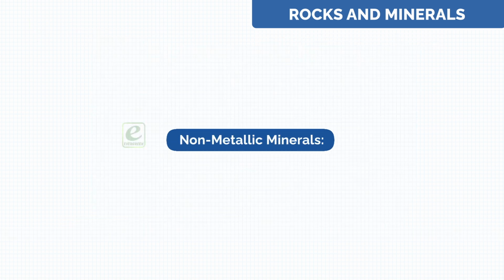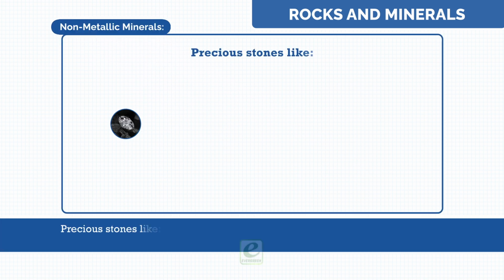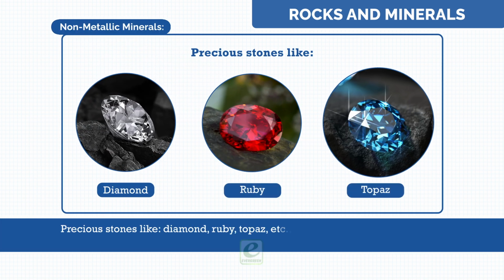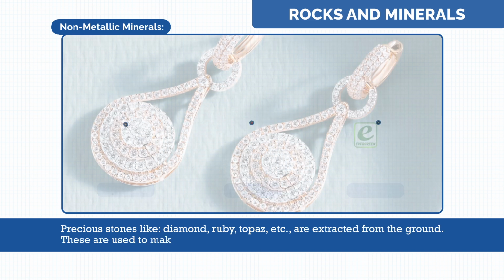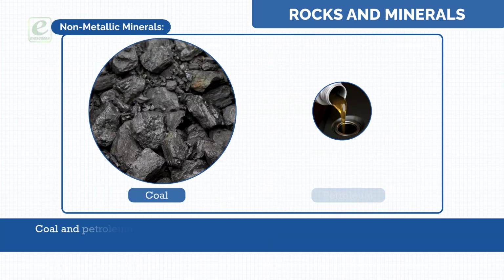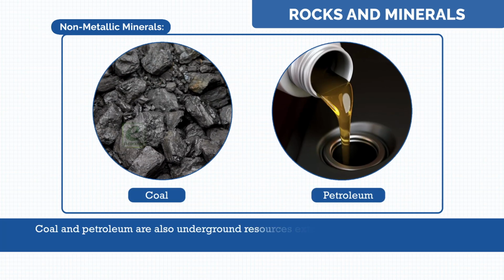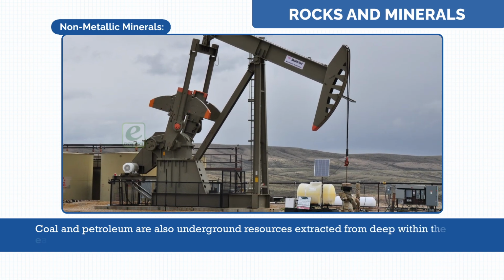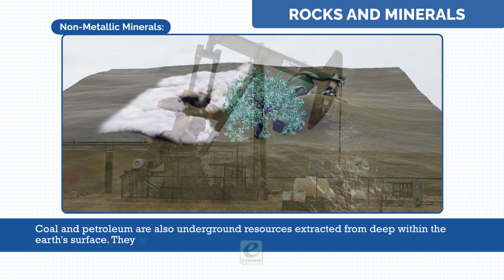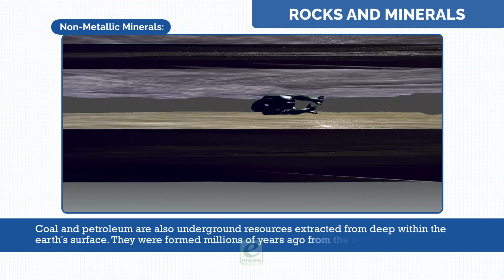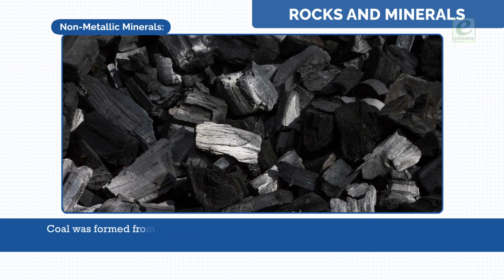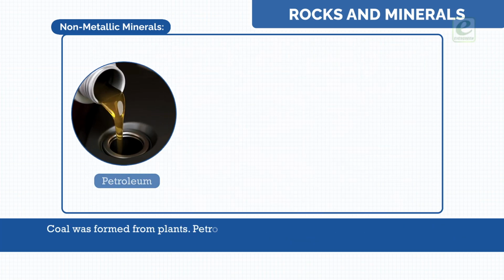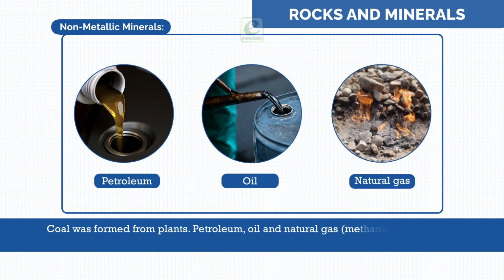Non-metallic minerals. Precious stones like diamond, ruby, topaz, etc. are extracted from the ground. These are used to make jewelry. Coal and petroleum are also underground resources extracted from deep within the Earth's surface. They were formed millions of years ago from the remains of living things. Coal was formed from plants. Petroleum, oil and natural gas, methane, were formed from sea animals.